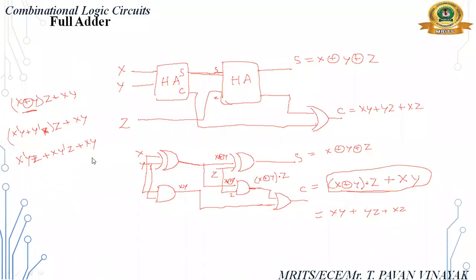See, now I am taking XY here. Here Z is missing, right? So I am putting 1 plus Z here, because XY into 1 is equal to XY, right? 1 plus Z means 1. So the 1 is replaced with 1 plus Z here. Now multiply: XYZ.